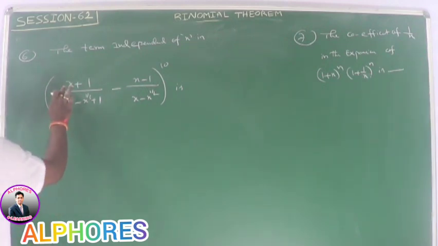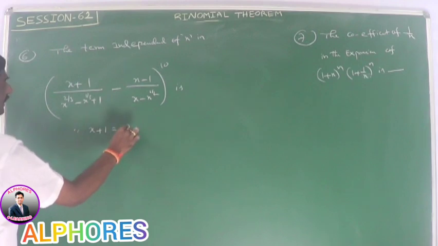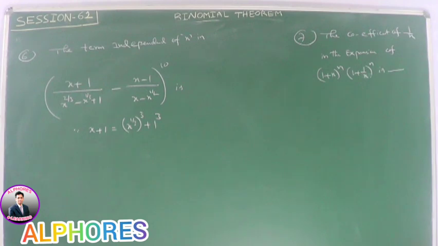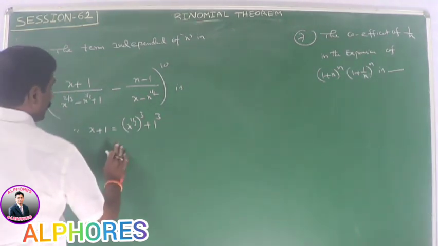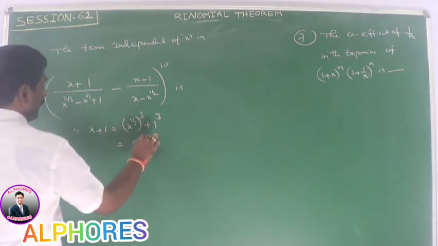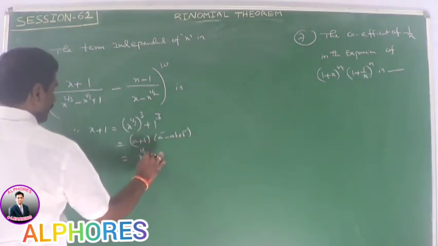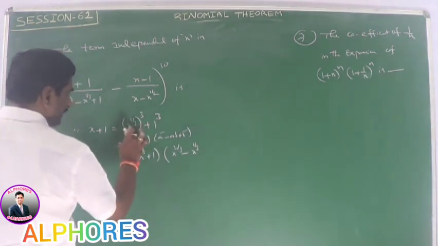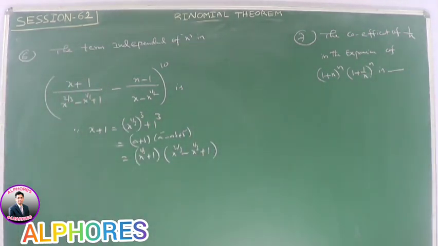Please observe this value: (x + 1)/(x^(2/3) - x^(1/3) + 1). What is the value of x + 1? Please note this: x means (x^(1/3)) whole cube, and 1 means 1 cube. It is in the form of a cube plus b cube. What are the factors for a cube plus b cube? a cube plus b cube is equal to (a + b)(a square - ab + b square). That means (x^(1/3) + 1)(x^(2/3) - x^(1/3) + 1), since 1 squared is 1. Please observe this value.